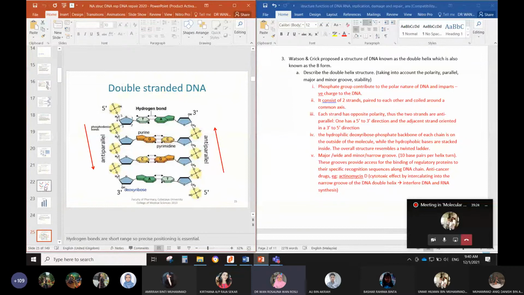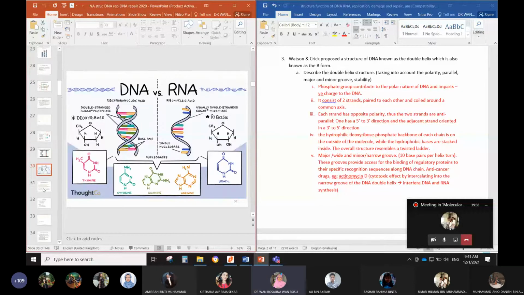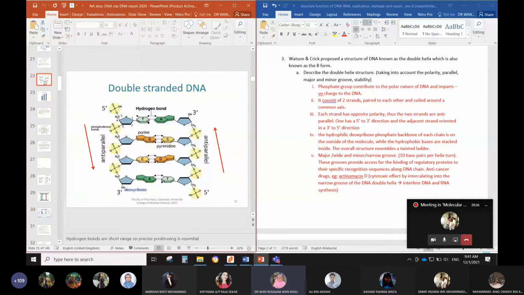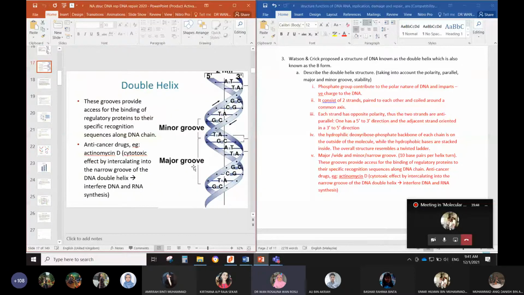And then we have the narrow and wide groove. So it's this one. Basically, because of the twisting, it has different sizes of the twist. And this would give a groove. A groove is like a space, an indentation in the structure that allows other molecules to interact with the shape of the whole DNA.